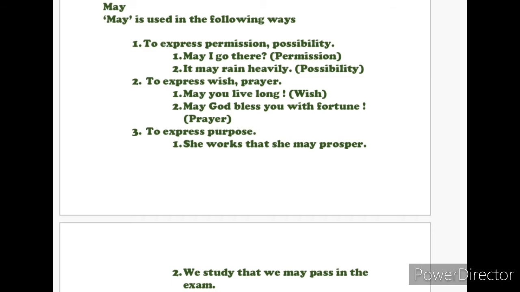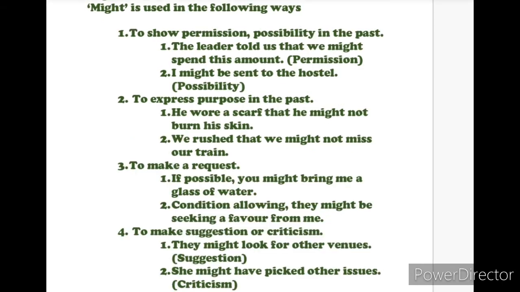Then next, might. Uses of might. Might is used to show permission and possibility in the past. For example, my teacher told us that we might spend this amount. Here is a permission in the past time. Then, I might have gone to the hospital also. So there is a possibility in the past.